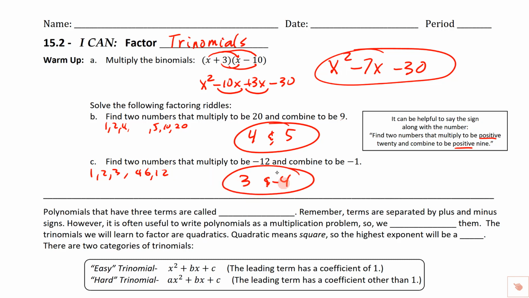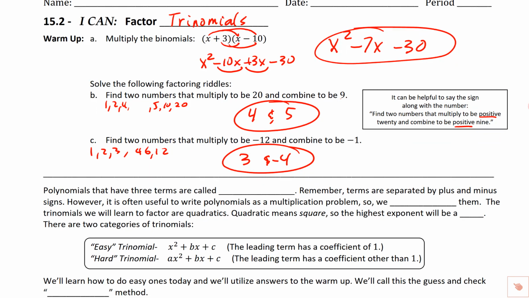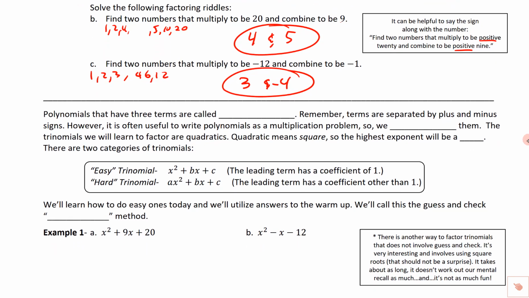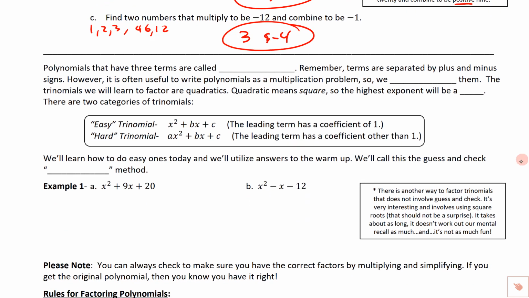So double check me here. Positive 3 times negative 4, that would be negative 12. And 3 minus 4, that would be negative 1. So those are the two answers right there. That's the answer to that riddle. It only has one answer. We're going to go with that one.